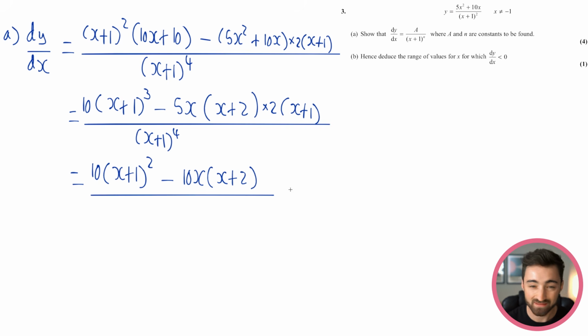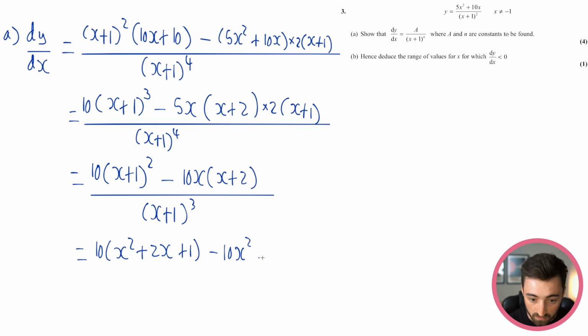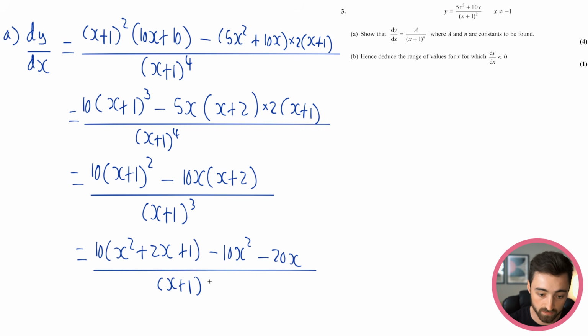Okay, so it's cleaning up. All of that is now over. Well, how many x plus 1s have I got left? I've got 3 of them. Right, I think at this point, I'm going to have to multiply out because there's no other way to do it. So I'm going to get 10 times by x squared plus 2x plus 1, and then minus 10x times by x is 10x squared, and then minus 10x times by 2, which is 20x. And then obviously all over the bottom.